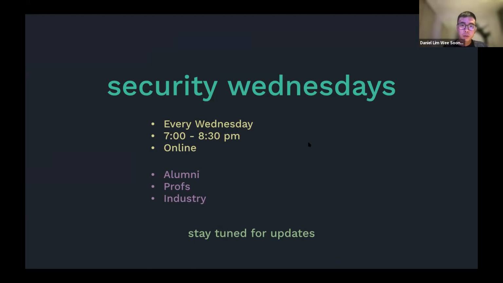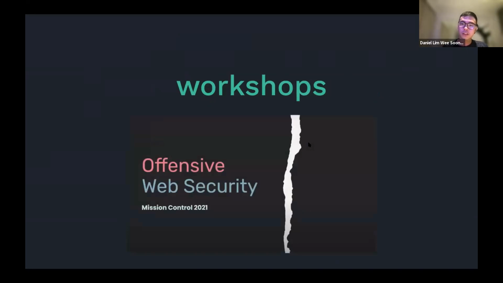Then one more thing we did for the public was a workshop for Orbital mission control. We held a web security workshop by Junhua. He did a web security workshop for Orbital participants to teach about web security. That's mainly the stuff we did for last AY. But if you have any ideas for workshops, you can let us know. We will see if we'll do more in the upcoming sem.